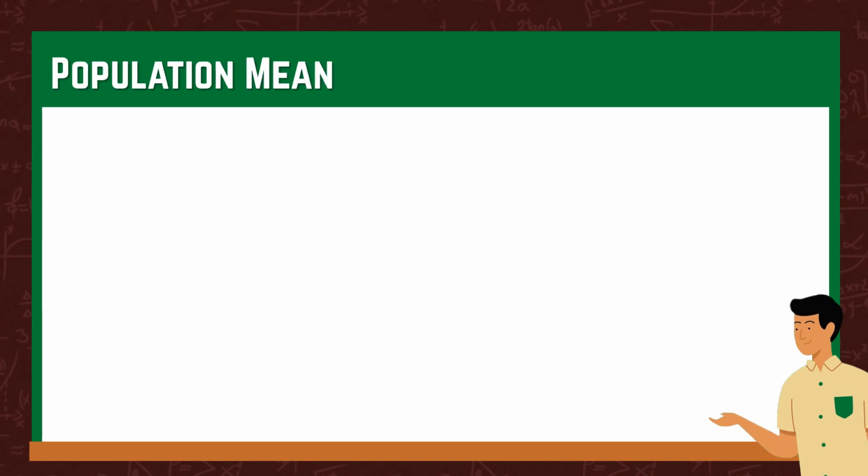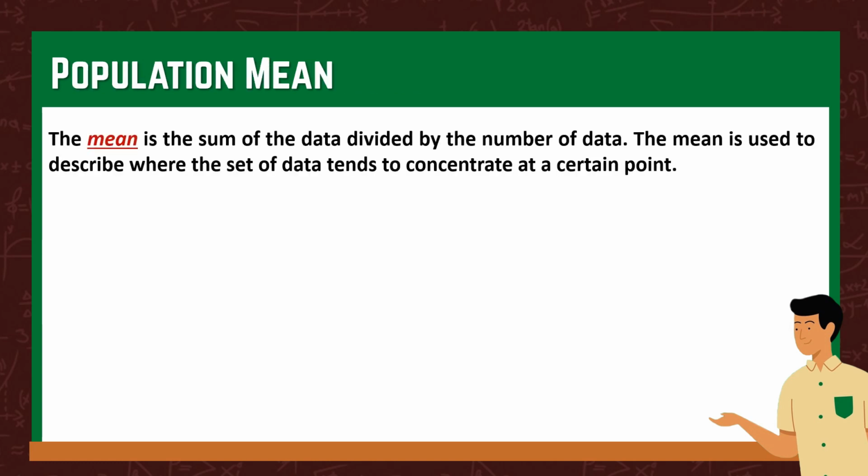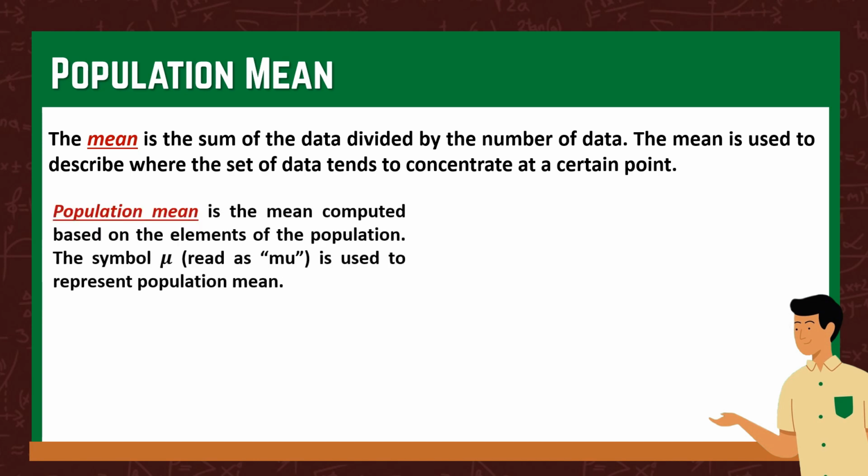Let's recall the meaning of a mean. The mean is the sum of the data divided by the number of data. The mean is used to describe where the set of data tends to concentrate at a certain point. When we say population mean, it is the mean that is computed based on the elements of the population. The symbol μ, read as mu, is used to represent population mean.